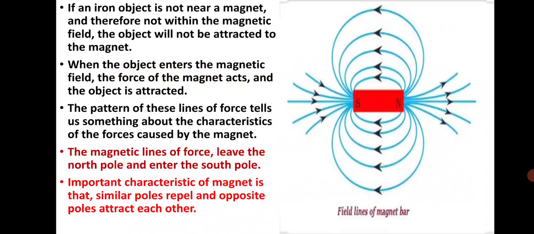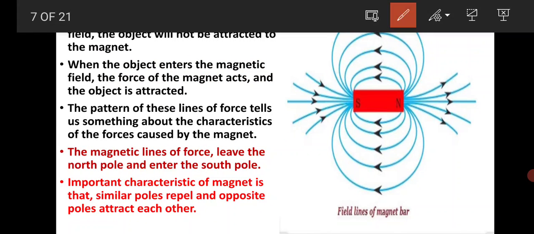An important characteristic of magnets is that similar poles repel and opposite poles attract each other. And here in a picture you see the field lines of a bar magnet. This is the field lines of a bar magnet.